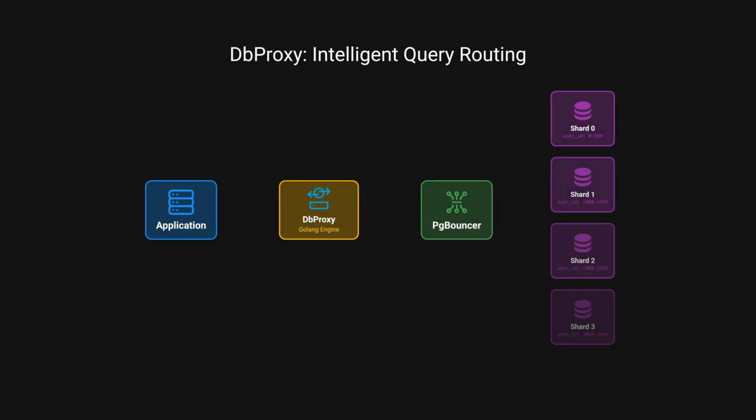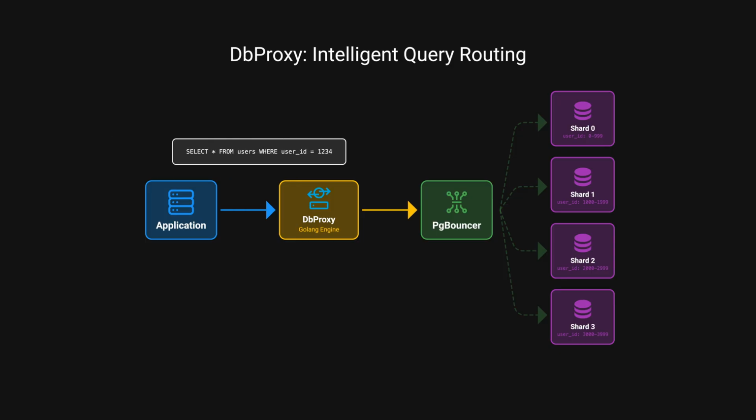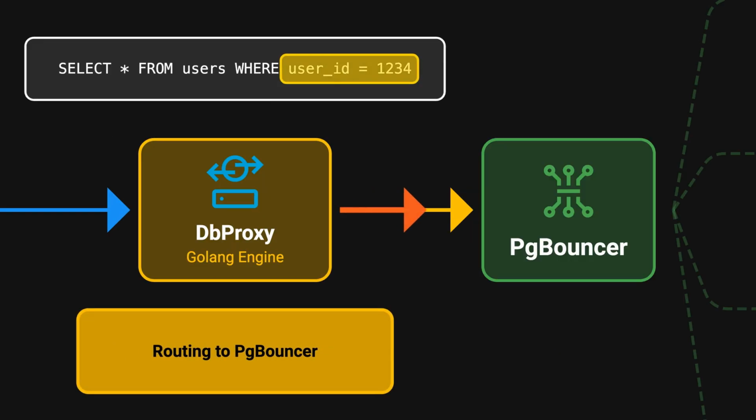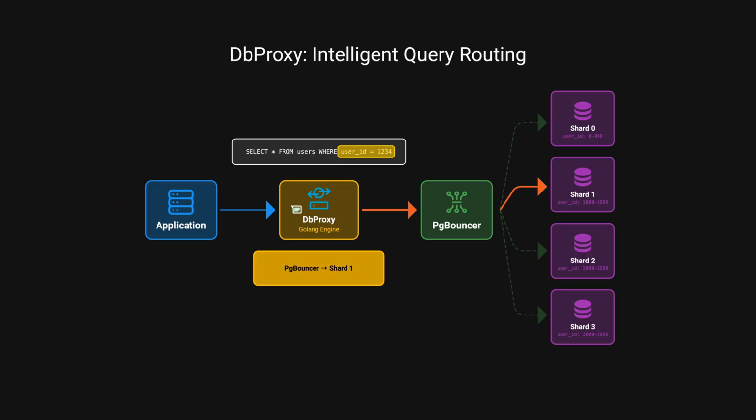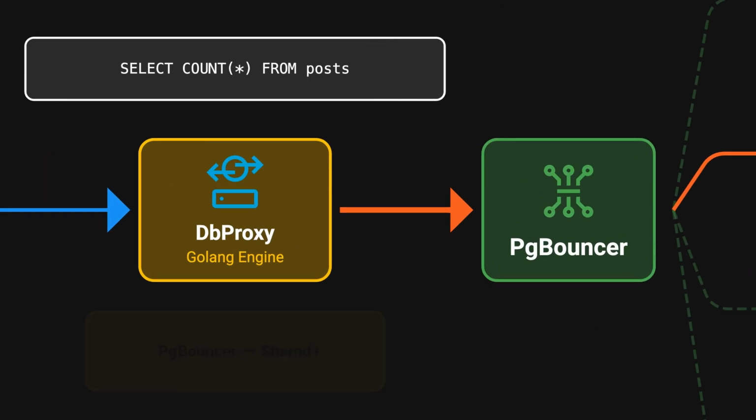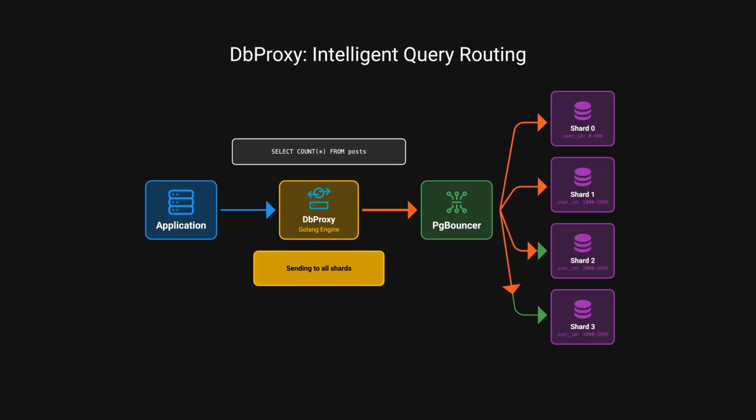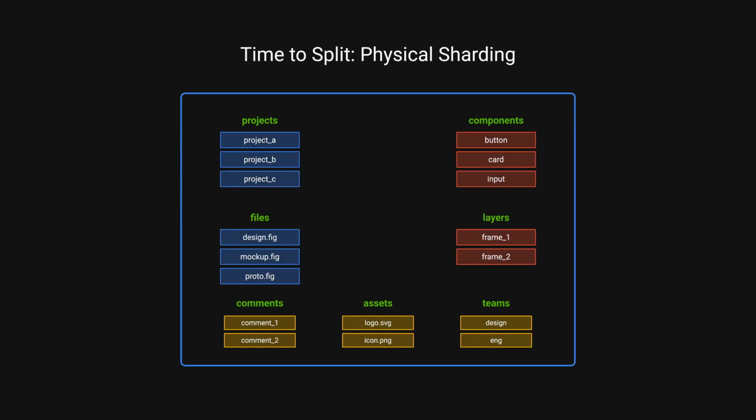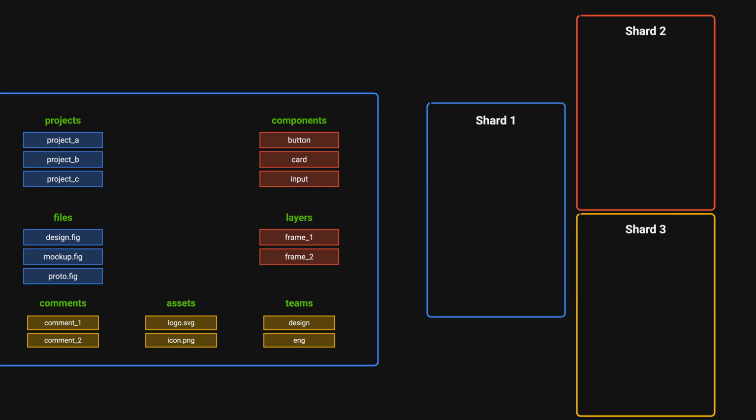They then built dbproxy, a Golang query engine that sits between the application and PG Bouncers. It would examine an incoming query to identify which shard key is being used. If a query included the shard key like user ID, then it would route to the correct shard. If a query has none at all, it would send queries to all shards, collecting the results and combining them back. By the time they performed their first physical shard split, they were completely confident in the safety of their application code.